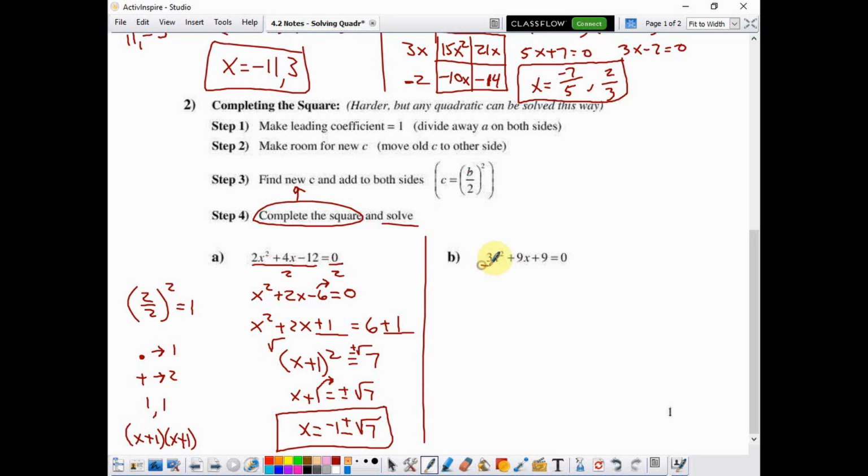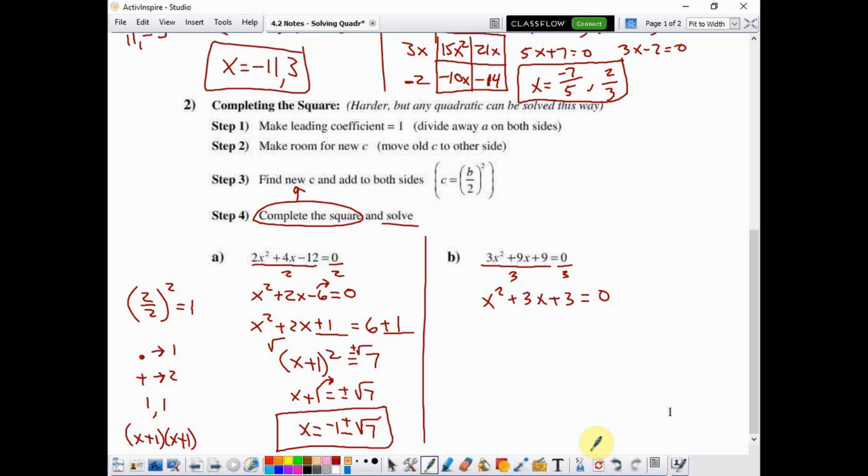In B, once again, I need to divide everything by the lead coefficient. You can imagine that if not everything is divisible by the lead coefficient, you're going to be dealing with fractions. It's going to be a little bit more difficult. So maybe that's a case where you might want to try a different method. But in this case, 3 goes into 3, 9, and 9. So I get x squared plus 3x plus 3 equals 0.